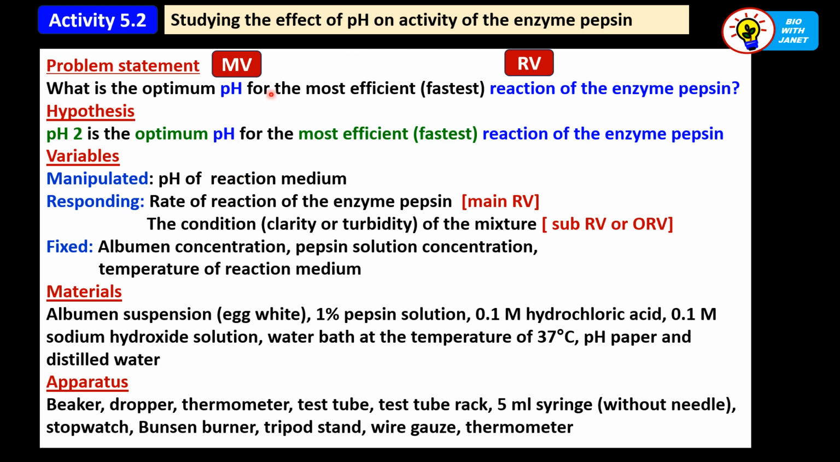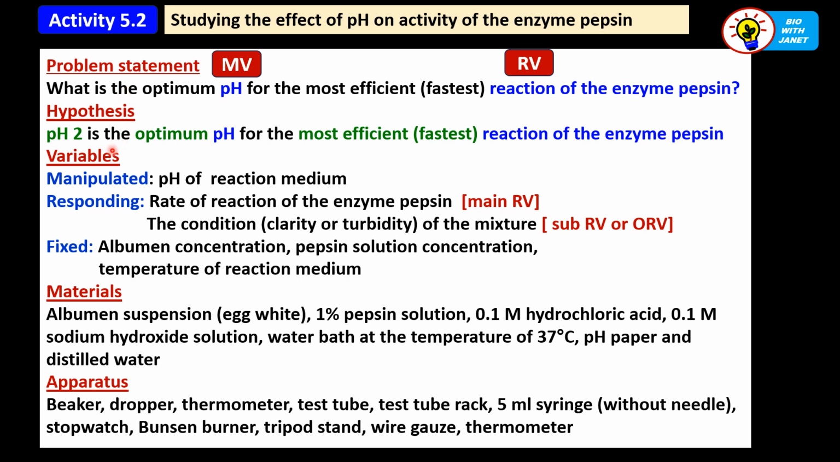So the optimum pH, the word pH here is your MV, right? And then RV is the reaction of the enzyme pepsin, and your relationship in question form. Now, optimum pH for the most efficient or fastest reaction. That is that relationship, but it's in a question form, right? Now, hypothesis is a statement. So now hypothesis will answer the problem statement, okay?